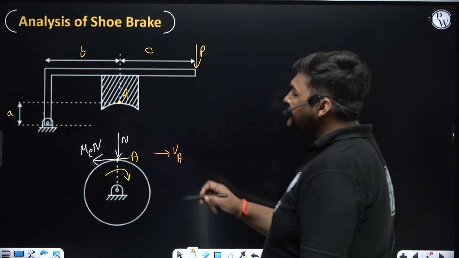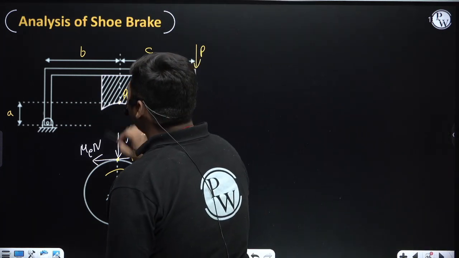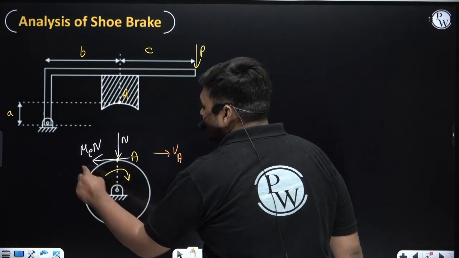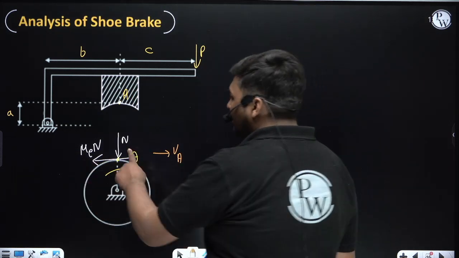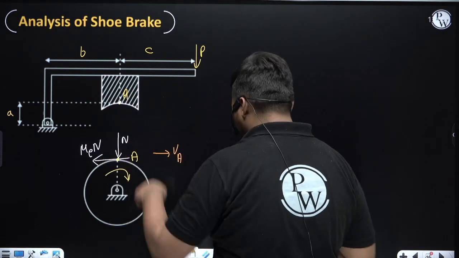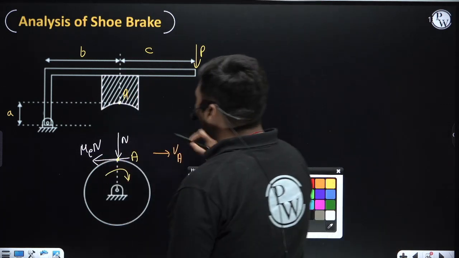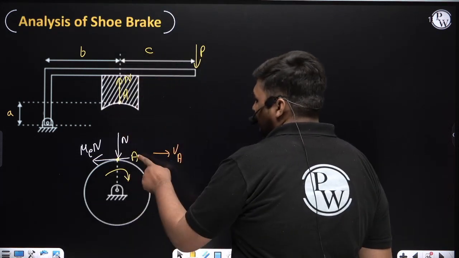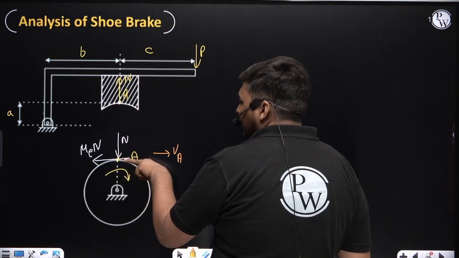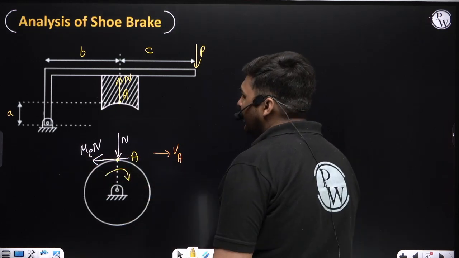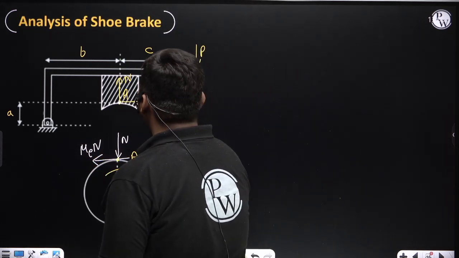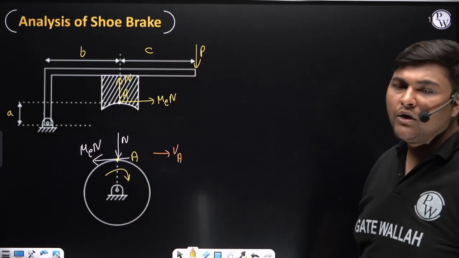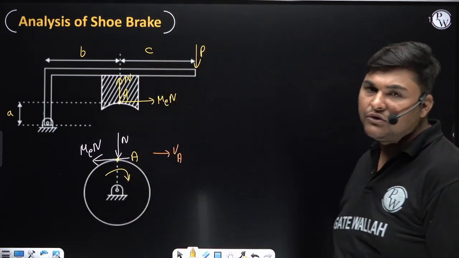Now the contact force at point A in the FBD of the lever will be equal and opposite to the contact forces which are coming in the FBD of the drum. In the FBD of the drum at point A, contact force N is coming downward, so in the FBD of the lever contact force N will be upward. Very simple. In the FBD of the drum, the friction force at point A acts in this direction, mu equivalent into N, so here the friction force will be in this direction. Okay, so this is the FBD of the lever and the FBD of the drum. It is very easy to draw.